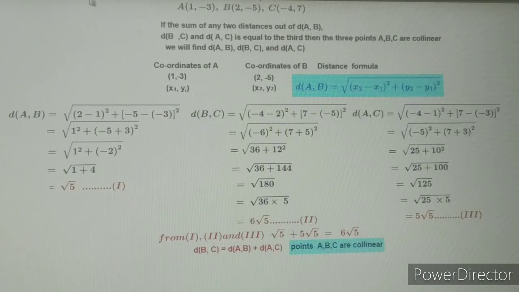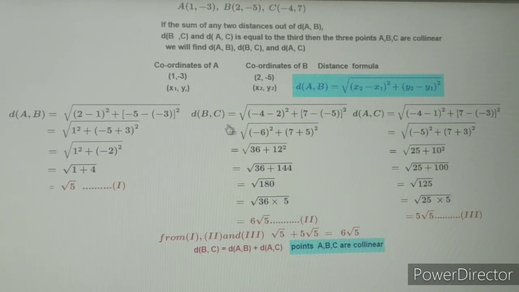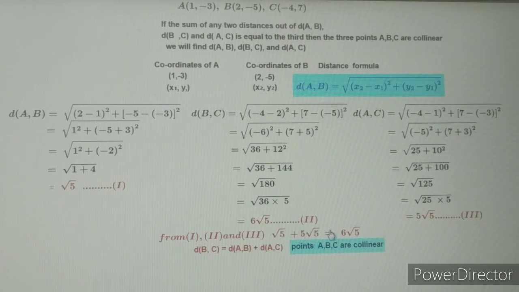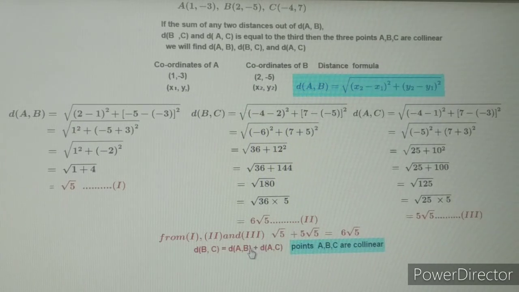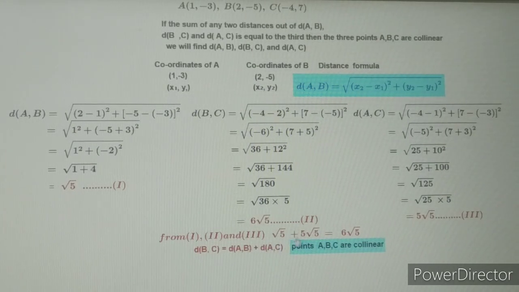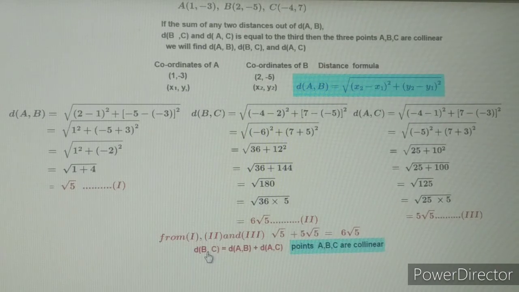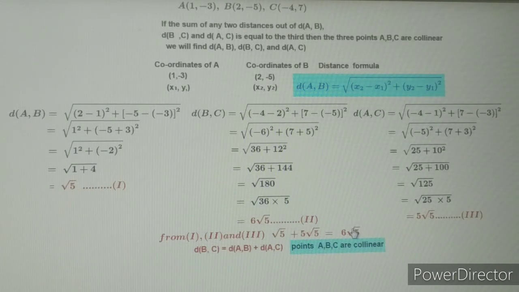We have distance AB square root 5, distance BC 6 square root 5, and distance AC is 5 square root 5. And here the sum of two distances is equal to the third. Square root 5 is what? It is distance AB. 5 square root 5 is distance AC. So the sum of these two distances is equal to the third distance, because distance BC is 6 square root 5, and therefore we can say that points A, B, C are collinear.